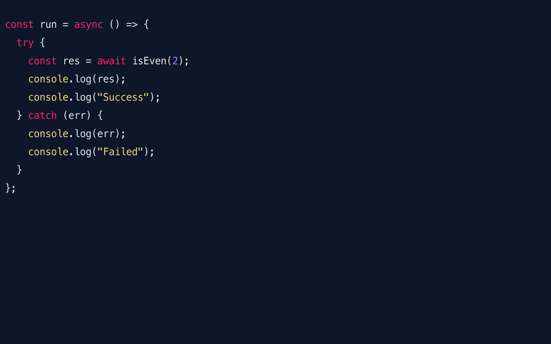If you want to handle an error in async await, you need to use a try-catch block. The try block contains the code that might throw an error. The catch block contains the code that will be executed if an error is thrown. The promise comes with a lot of methods. I will cover them in the next video.